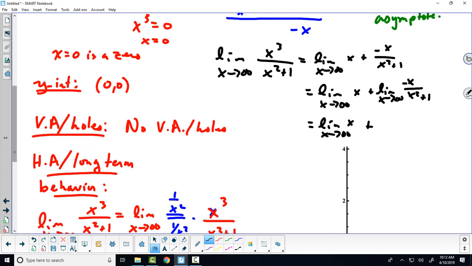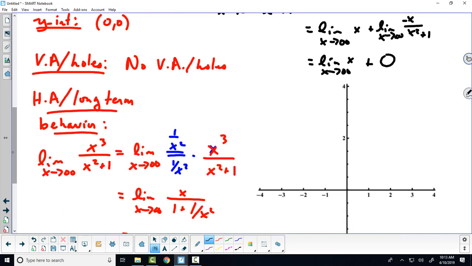What happens to this limit right here? It goes to 0. So we see that as x gets large, this function approaches the line y equals x. Okay? As x goes to infinity, the function approaches x. That's the line y equals x.